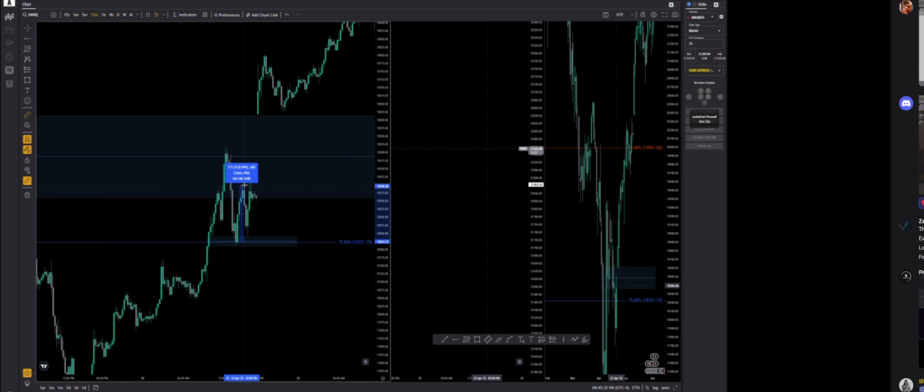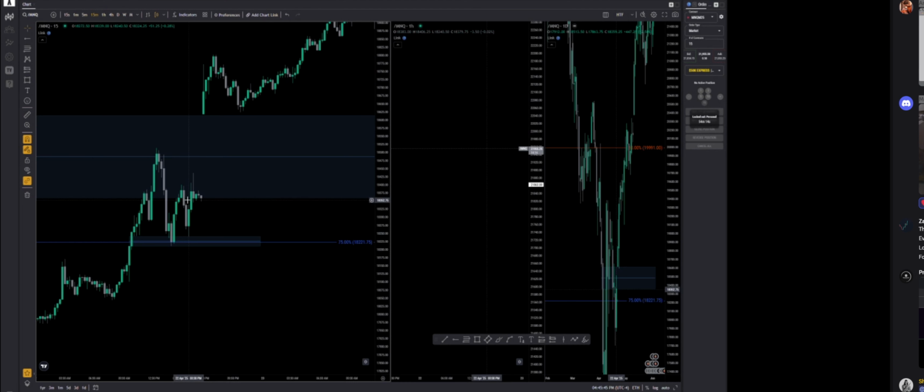This is literally like 211 handles, the low to high. Not even the low to high. I should mark from the low to high. This is a 226 handle move already here, more than enough for us to make the profit.